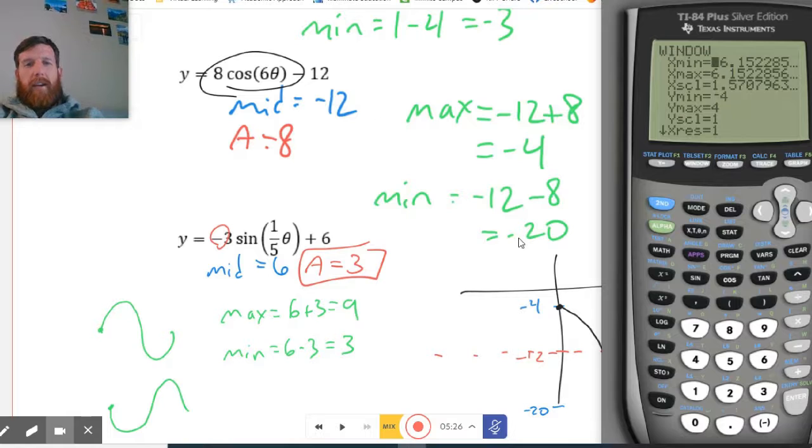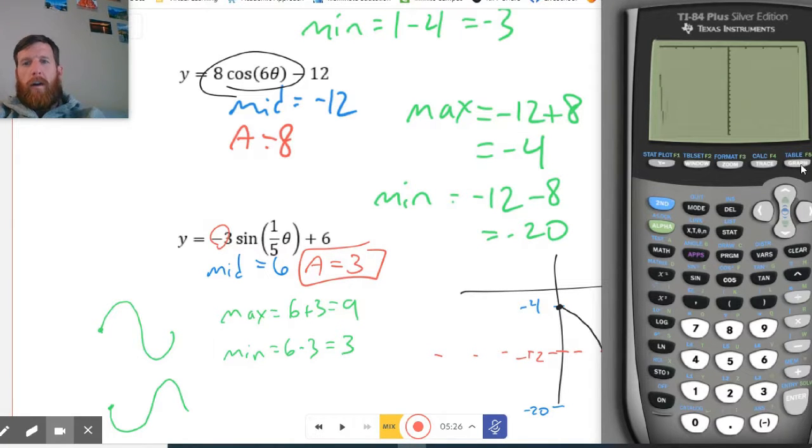This didn't help us because we already did this problem, right? The min was negative 20. The max was negative 4. So what we really should be doing here is we need to make sure our min and our max are going to show the whole graph. So I want to go all the way down to negative 20 and maybe up to 0. That way I have a good picture of this whole graph, and that's what's going on.